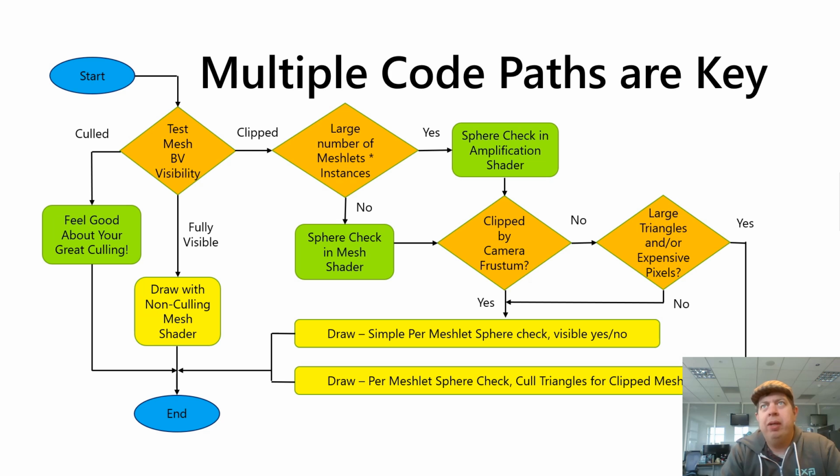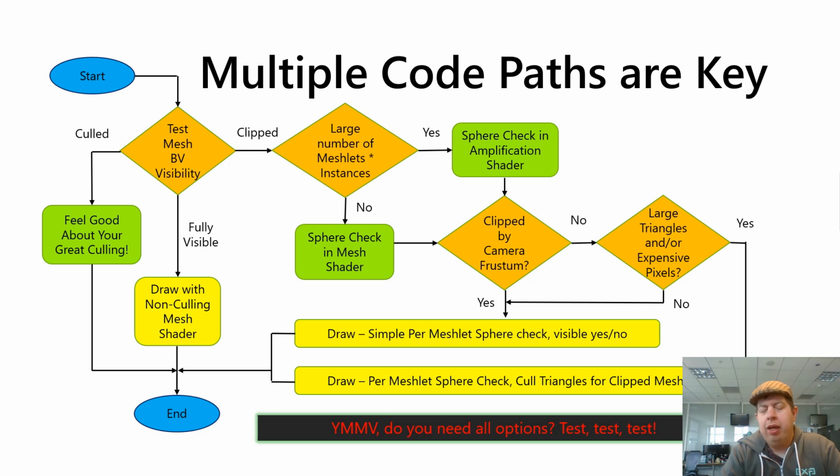Only if the frustum is in some way reduced, so we have some potential for saving pixels and pixel shader work, and we have, say, large triangles or expensive triangles, then we want to go down the full route where we're doing the sphere check, probably in an amplification shader, and the mesh shader is also doing per triangle work, but again only for clipped meshlets. Fairly straightforward. Yeah, it's absolutely worth stressing that your mileage may vary and will vary. You should test all of this for yourself.